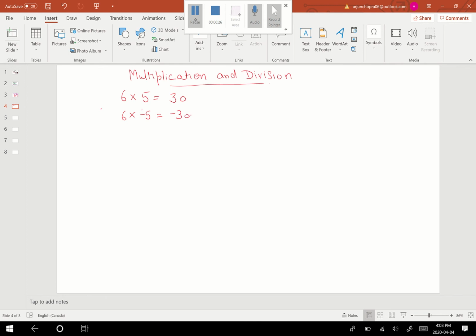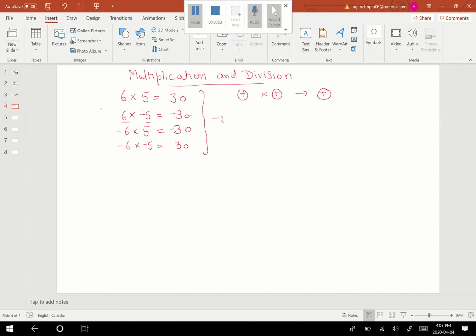And if I change the number to negative 6 times 5, my answer will again come out to be negative 30. Then if I change the number to negative 6 times negative 5, my answer will be positive 30. So let's analyze these four options and try to make some rules. When a positive number is multiplied with a positive number, our answer will always be positive.